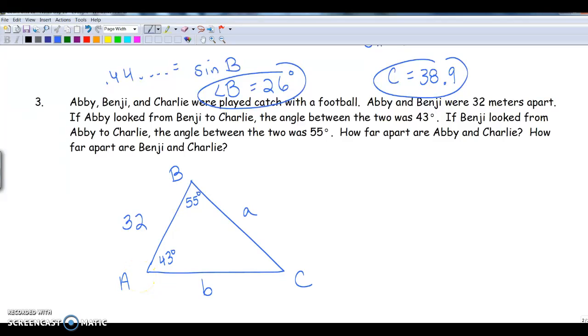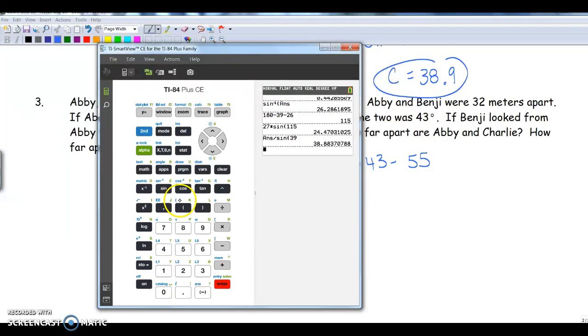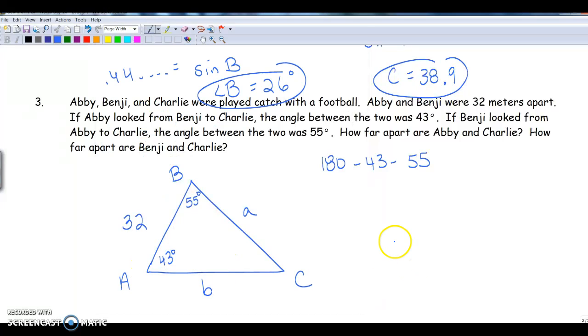So what we can do is we know that we have angle A and angle B. We can subtract those from 180, even though we're not trying to find angle C ideally. We need it to help us find other stuff. So we're going to do 180 minus 43 minus 55. So minus all these things. And you're going to get 82 degrees for angle C. So angle C is 82.